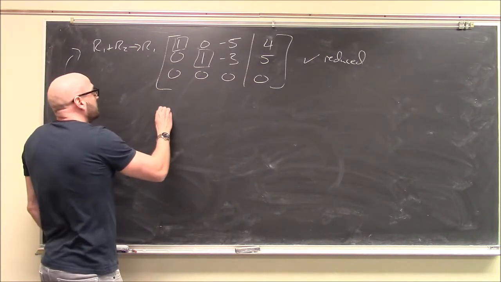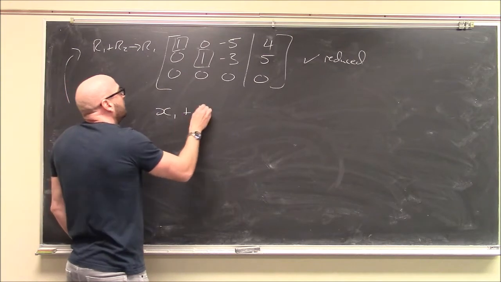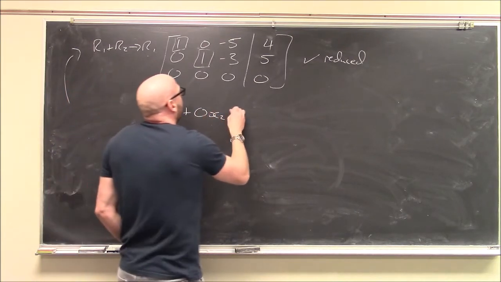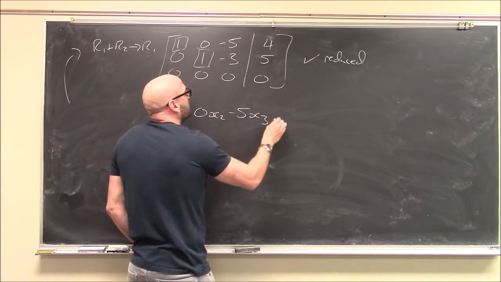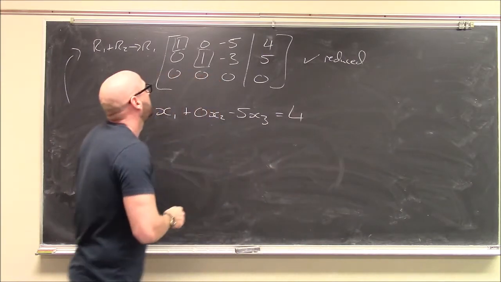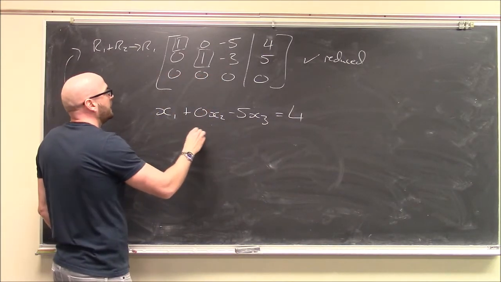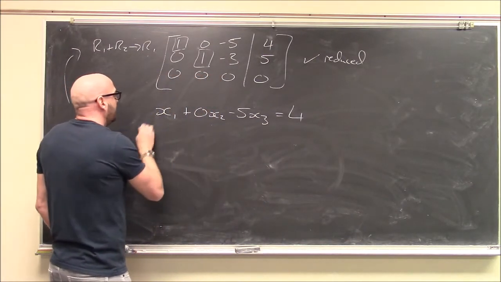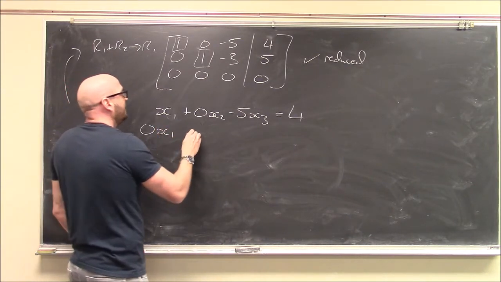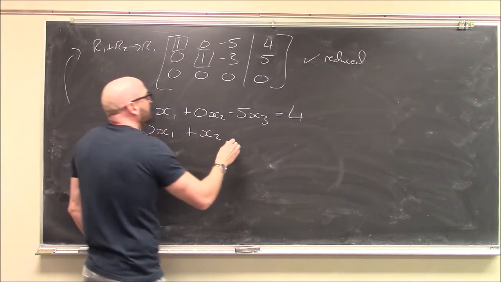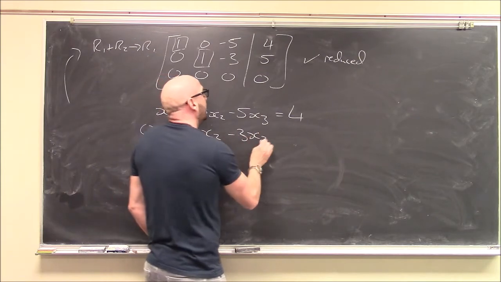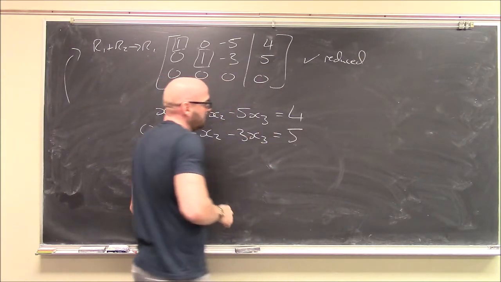Let's write down the equations first. I've got x1 plus 0 times x2 minus 5 times x3 is 4. And I've got 0 times x1 plus x2 minus 3 times x3 is 5.